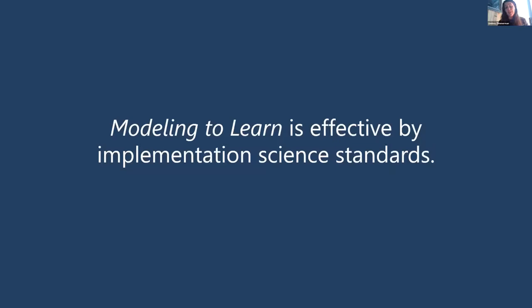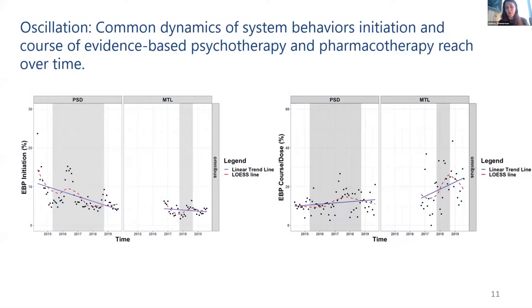Could we create generalizable knowledge about how people can interact with these modeling to learn resources we've developed, and could it work everywhere? And I just want to show a few more static views that are better than the pie chart, but still not good enough.